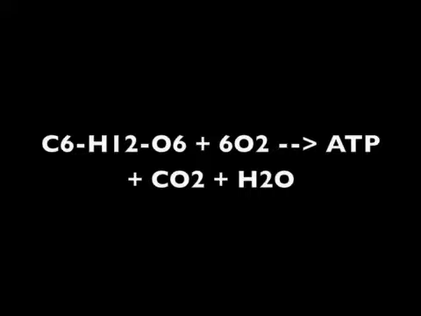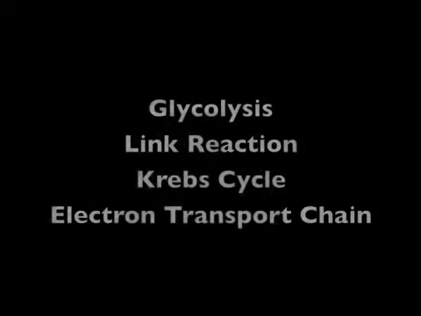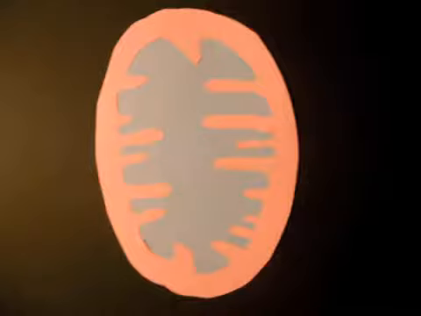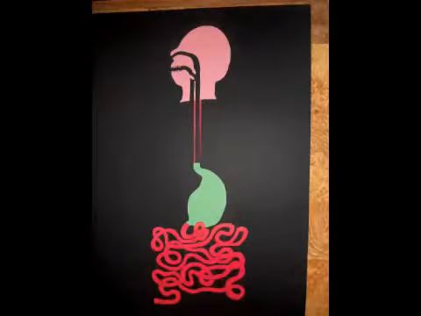The glucose and oxygen are used to make these products through a complex process that can be categorized into 4 steps: glycolysis, link reaction, Krebs cycle, and electron transport chain. You can look that up if you want to. Now that I've summarized cellular respiration, let's delve into the details of how we get the reactants for this reaction, glucose and oxygen.